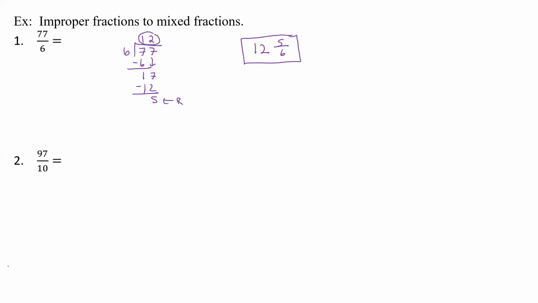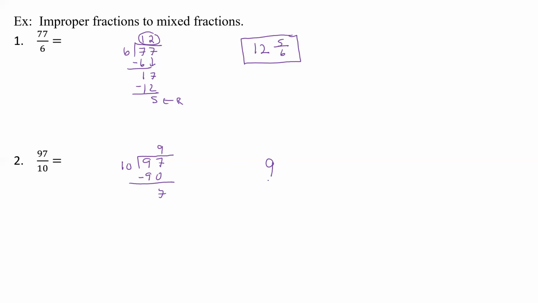Okay. What about this one? 97 over 10. So some people can see that automatically what it's going to be, but we'll do just the same as what we did before. Well, 10 goes into 97 9 times. That gives us 90. Subtract that, we get 7. Well, now we can't go in here anymore, so we have our quotient, which is 9.